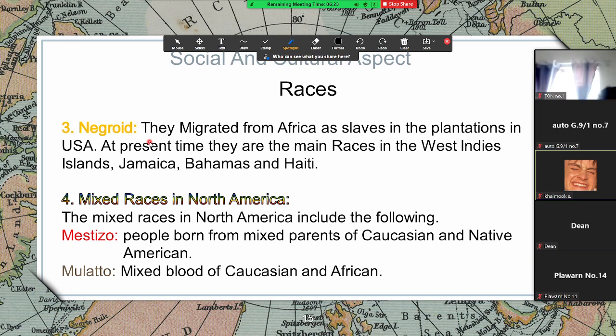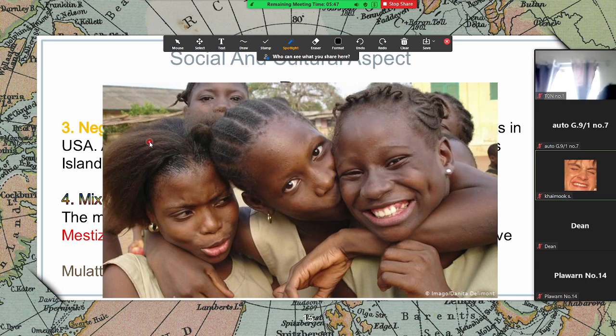The slavery happened for, I think, maybe 100 years, so the Africans were slaves for a very long time. At present, they are the main races in the West Indies Islands, Jamaica, Bahamas, and Haiti. So this is an example of the African race.